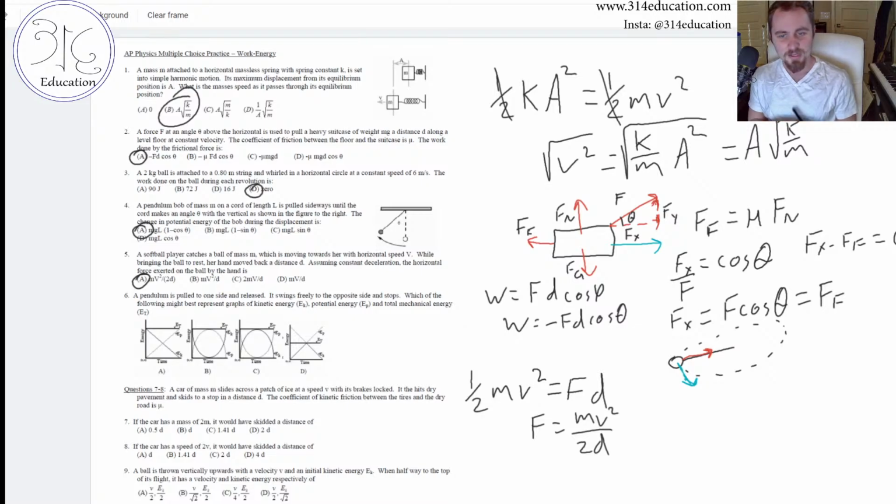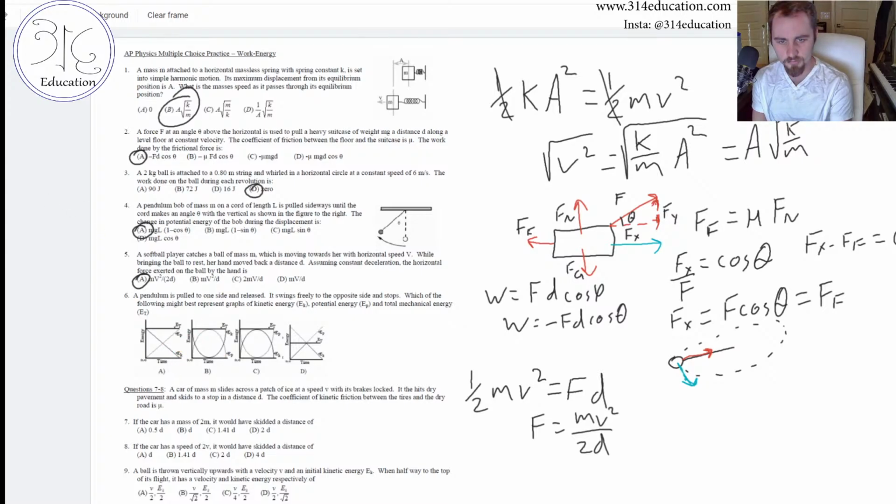So next we've got a pendulum that is pulled to one side and then released. It swings freely to the opposite side and then stops. Which of the following might best represent graphs of kinetic energy and potential energy, and then the total mechanical energy? So we expect total mechanical energy to be constant for each. This is a little tricky to see, so here's what I'm gonna do.